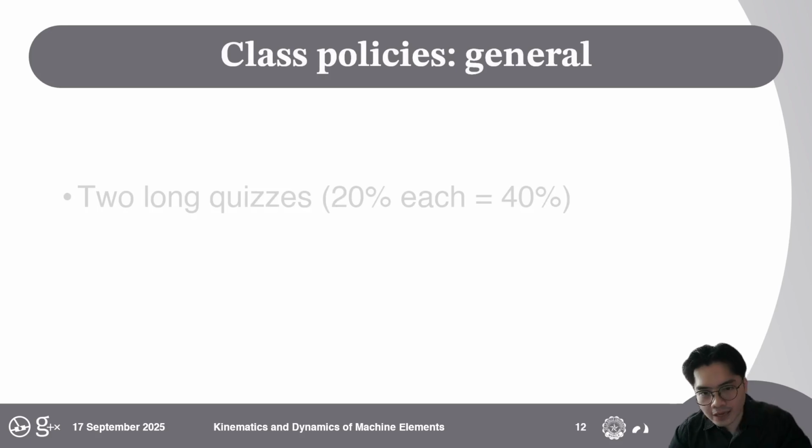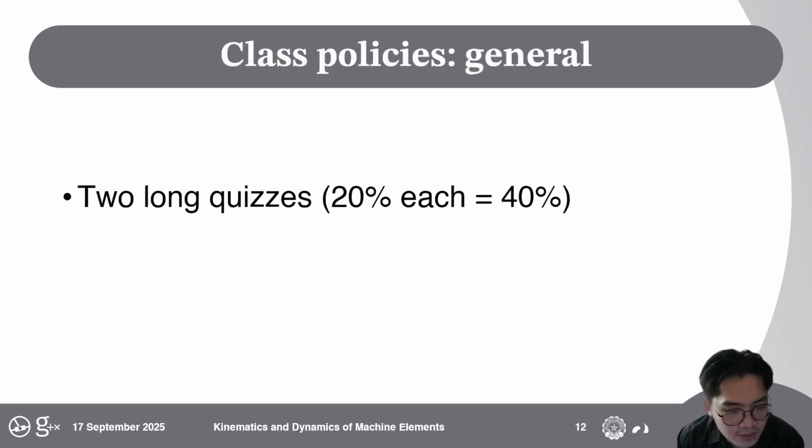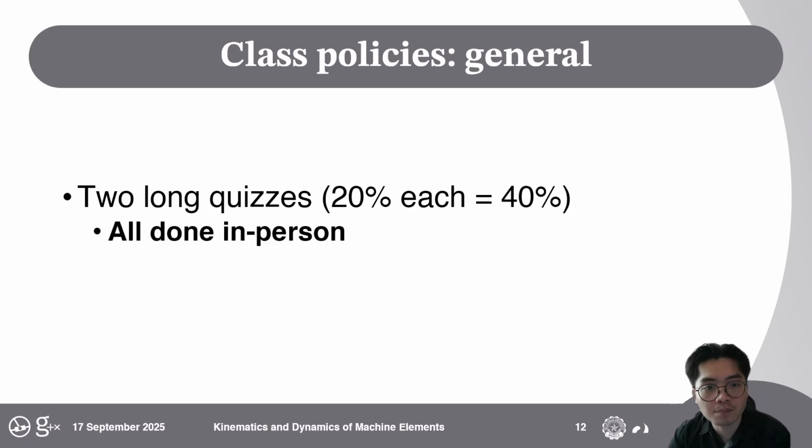All right, so again, we can see this. We have seen this earlier, right? The 2 long quizzes are 40%. That means that each quiz is 20% of your grade. You will be doing all of this in person, right? I will not be conducting online exams because I was also a student. I know what happens, okay?